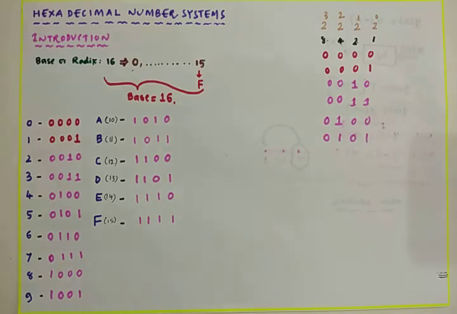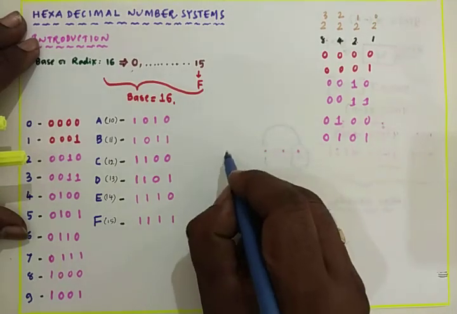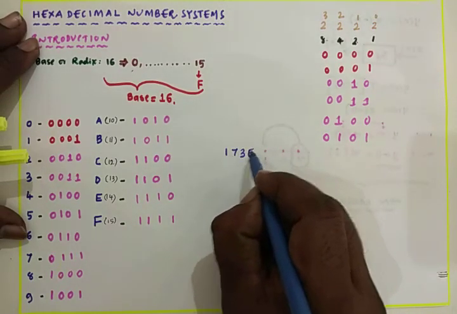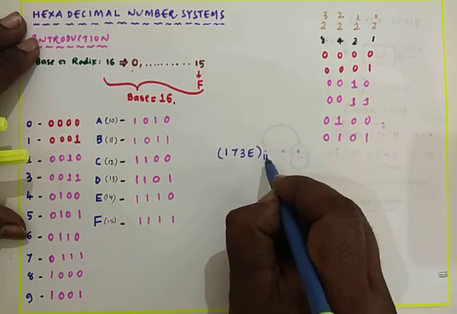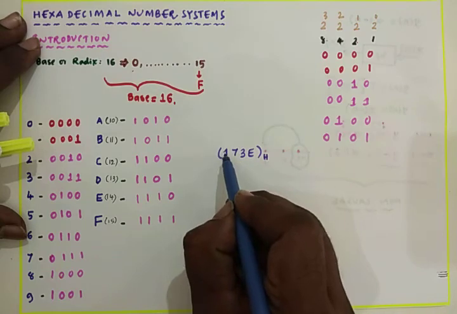And then, if you are having a direct equation, for example, I am having a decimal number or a hexadecimal number. See this one. I am having 173E base H. H means it is a hexadecimal number. That means I am having a number, what is it?